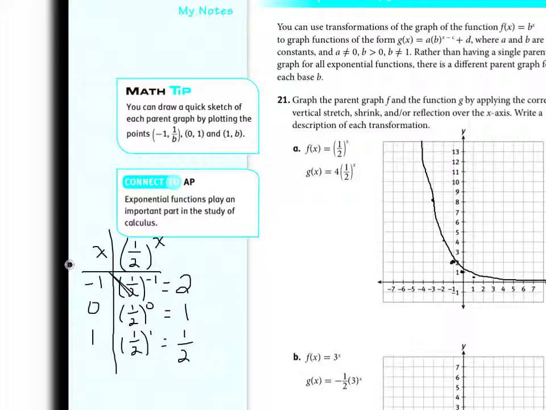Now, what happens when we have a 4 in front? Remember, that really means we're going to be multiplying each of those y values by 4. So it's a stretch of 4, right? So that was what we called a vertical stretch by 4 to that parent graph.